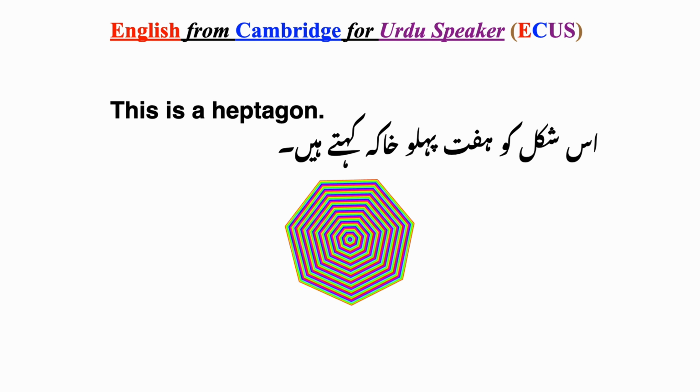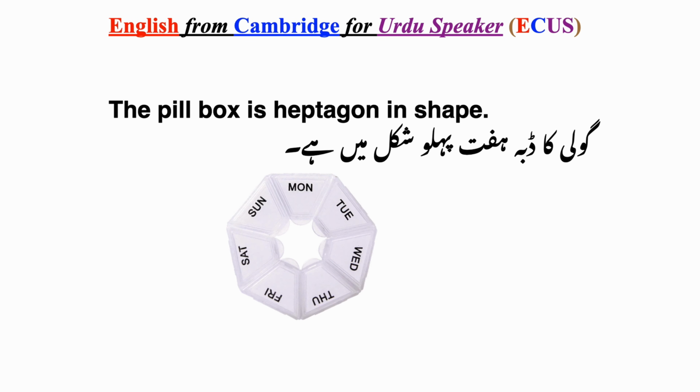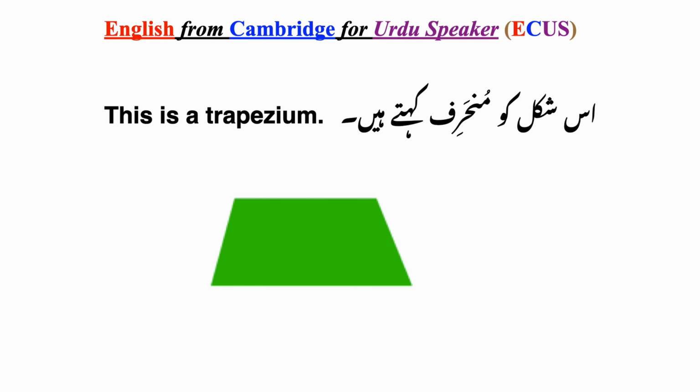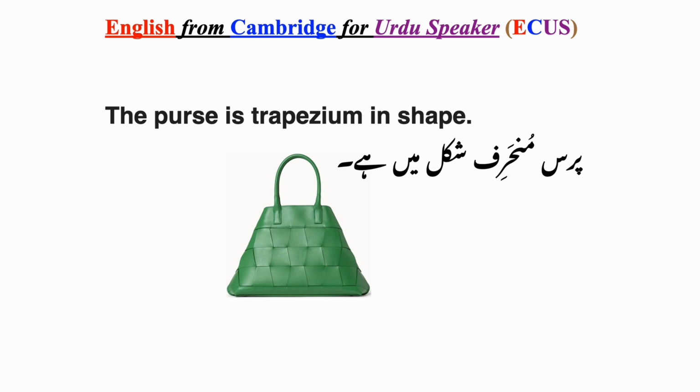This is a heptagon. The pillbox is heptagon in shape. This is a trapezium. The purse is trapezium in shape.